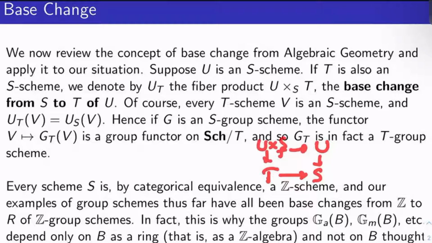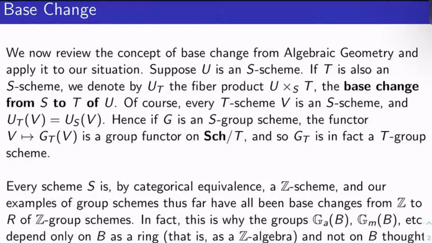I like to think of the base change of U as a way to think of U as a T scheme. Now, of course, every T scheme V is an S scheme because T is an S scheme. And so you can also check pretty easily that U sub T of V is U sub S of V. And so if G is an S group scheme, the functor that sends V to G sub T of V is a group functor on this category of schemes over T. And so the upshot is G sub T is actually a T group scheme. So again, if G is an S group scheme, then G sub T is a T group scheme.